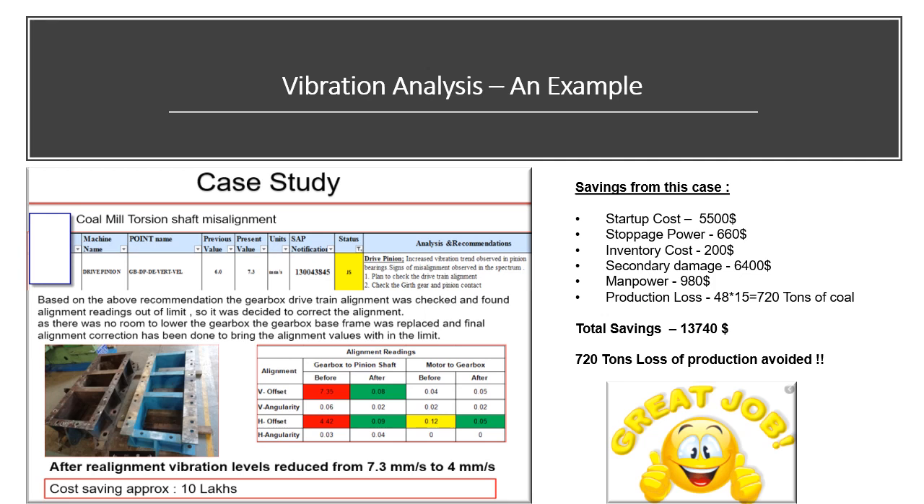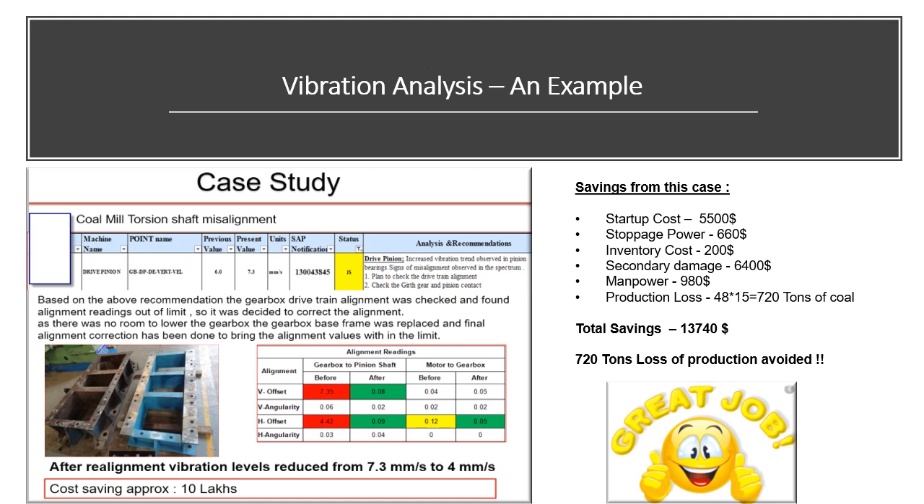And the manpower: if we don't plan the manpower for the job, it would result in overtime, which is excessive money. That was around $980. And of course, the production loss. It was a 15 TPH mill. A stop for the breakdown would have resulted in 48 hours, so totally 720 tons of coal. If we convert this into money, this would have been in crores of rupees.